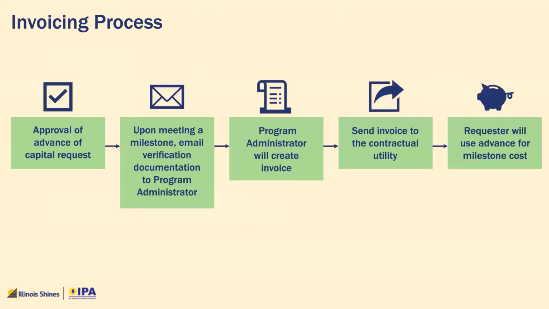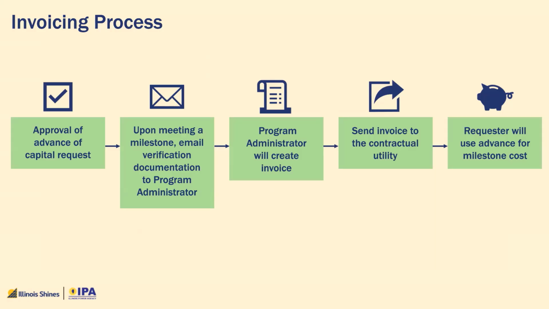Once your request is approved, your Part 1 application will proceed to verification, and you will be able to invoice for the milestone cost to use your advance. You will follow these steps to invoice for your advance milestones.